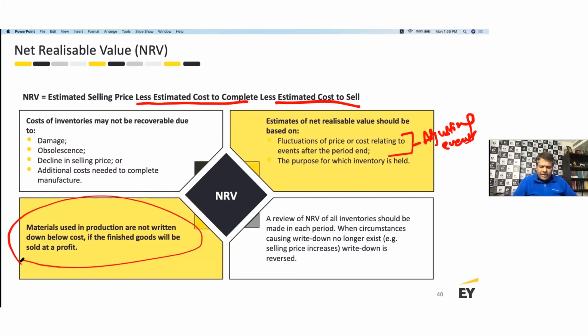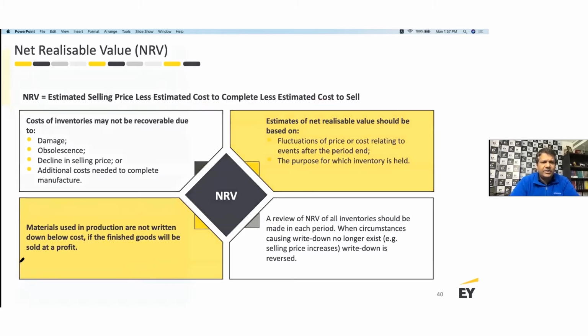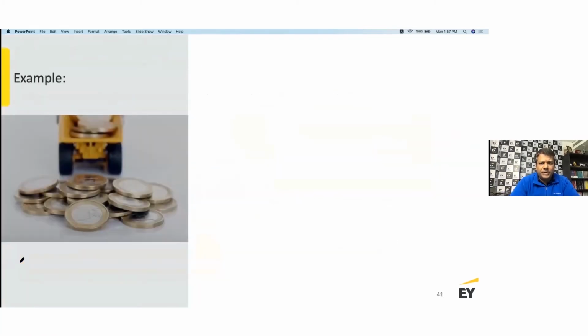So if I can do more value add through the manufacturing process, and essentially I will be able to recover my cost of manufacturing, then you don't need to write it down. But if you're not able to recover your cost of manufacturing, then of course we need to write it down. Let's just try and understand this with the help of an example.